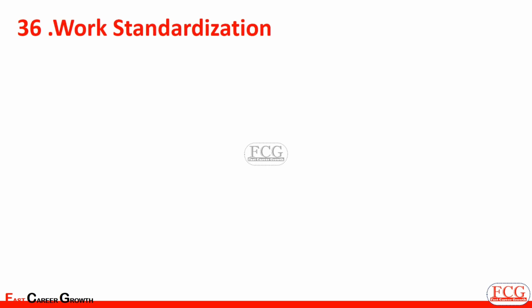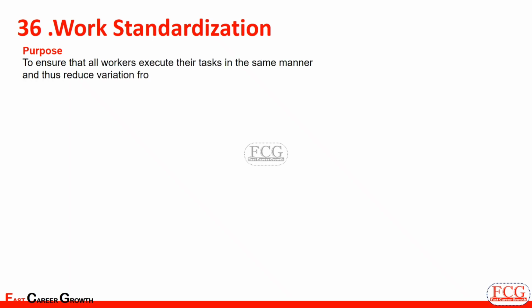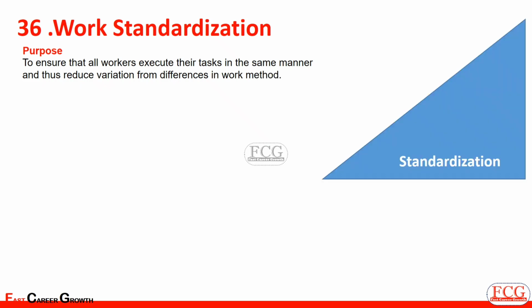36th Lean Manufacturing tool is work standardization. To ensure that all workers execute their tasks in the same manner and thus reduce variation from differences in work method. Standardized work is the name given in lean manufacturing for documenting the steps of a job task and the sequence in which those should be performed.